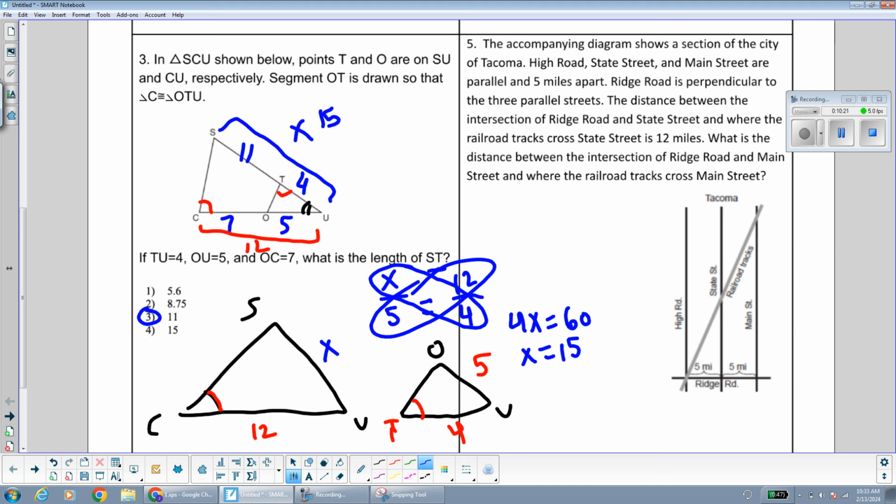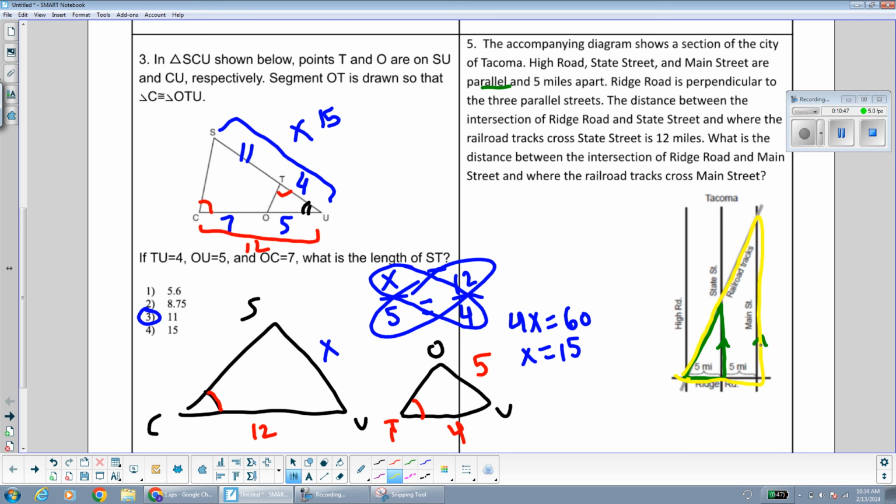Moving over to number 5. In number 5, there are a lot of words, but it's actually a pretty straightforward question once you understand what the words are saying to you. So in the question, it does say that the streets are parallel to each other. So that's important because notice how we have a small triangle inside of the bigger triangle.